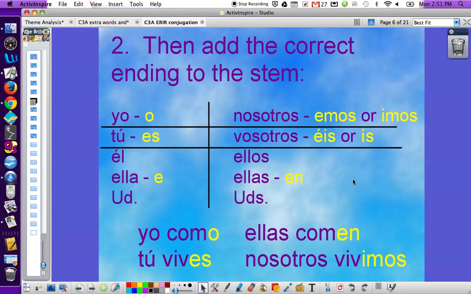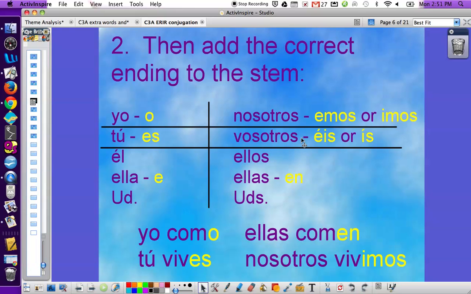For nosotros and vosotros, I have to pay attention. If I have an ER verb like comer, I take off the ER and I add E-M-O-S. If I have an IR verb like vivir, though, I take off the IR and I add I-M-O-S. It's really not that complicated because it matches. If it's an ER verb, it takes E-M-O-S. If it's an IR verb, it takes I-M-O-S.